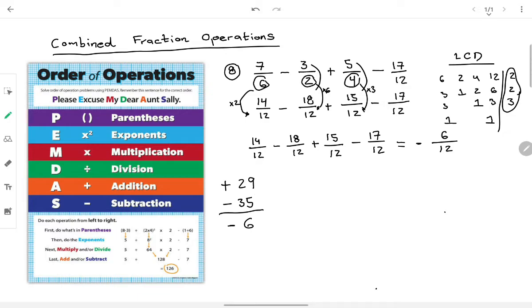Remember, we need to look if the fraction is simplifiable. In this case, of course, it's simplifiable because it can get divided by 6. So our final answer will be negative 1 over 2, or negative 1/2. And that will be our final answer.